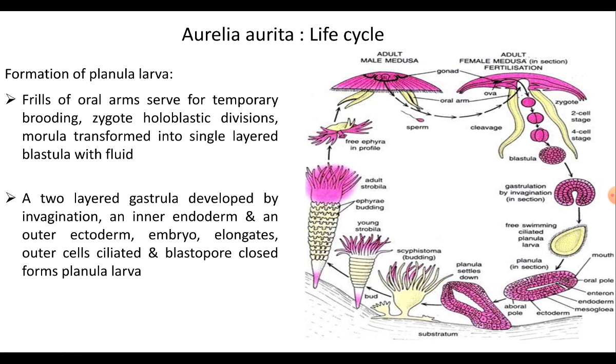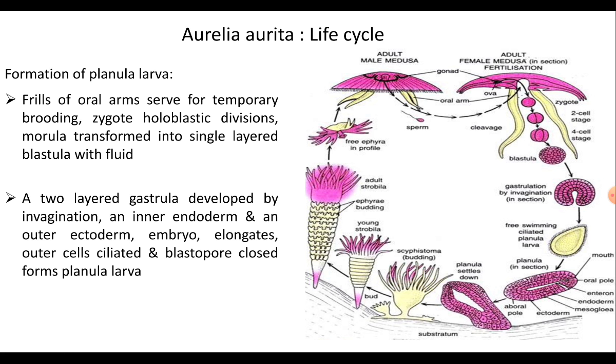Now the embryo elongates, its outer cells become ciliated, the blastopore closes, and the typical planula larva is formed. At this stage, many planula larvae are clearly visible as minute opaque patches on the oral arms of the female individual.